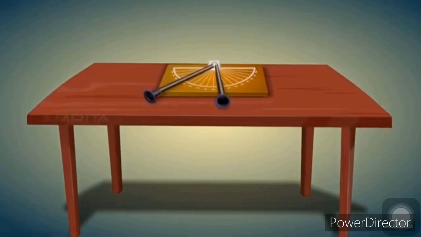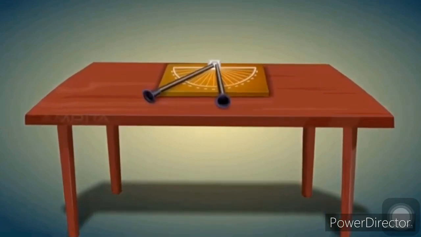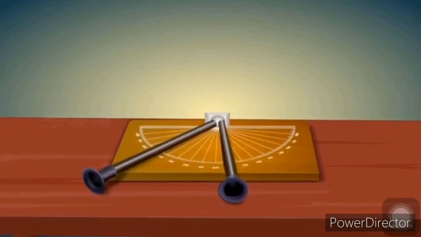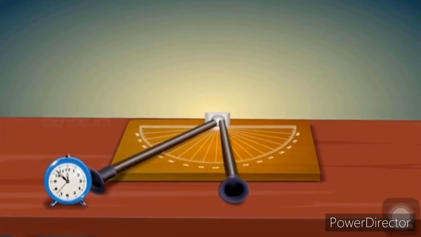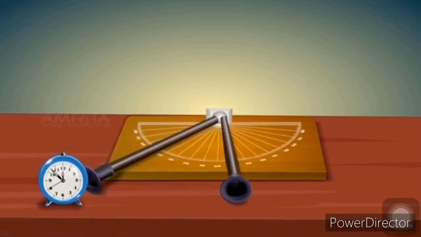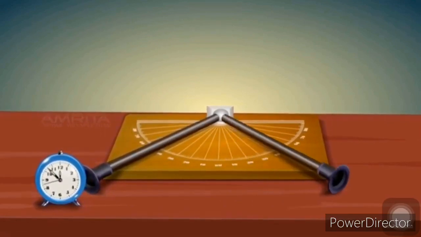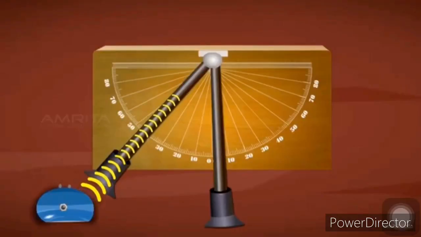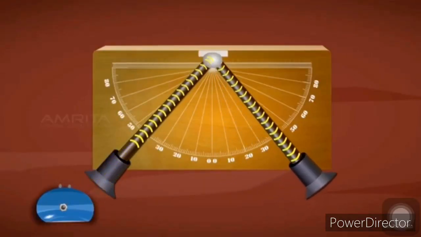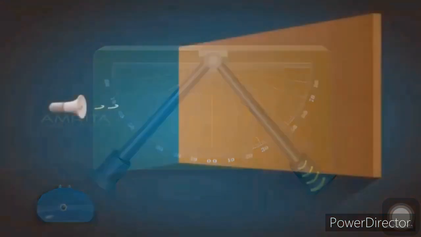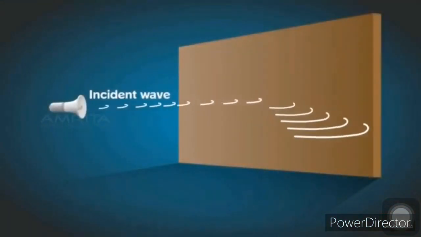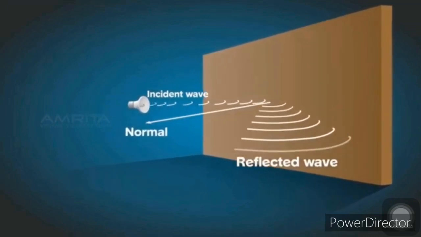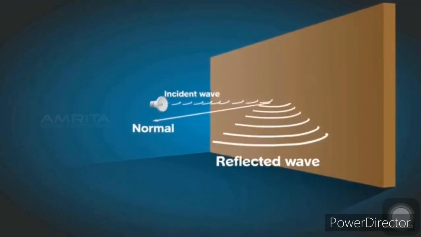We can prove this by placing two tubes at certain angles on a wooden board. If a clock is placed near the end of one of the tubes, we can hear the sound waves through the second tube by adjusting it to get the sound at its maximum. We can see that the angle of incidence is equal to the angle of reflection. The second law states that the incident wave, the reflected wave, and the normal at the point of incidence all lie in the same plane.